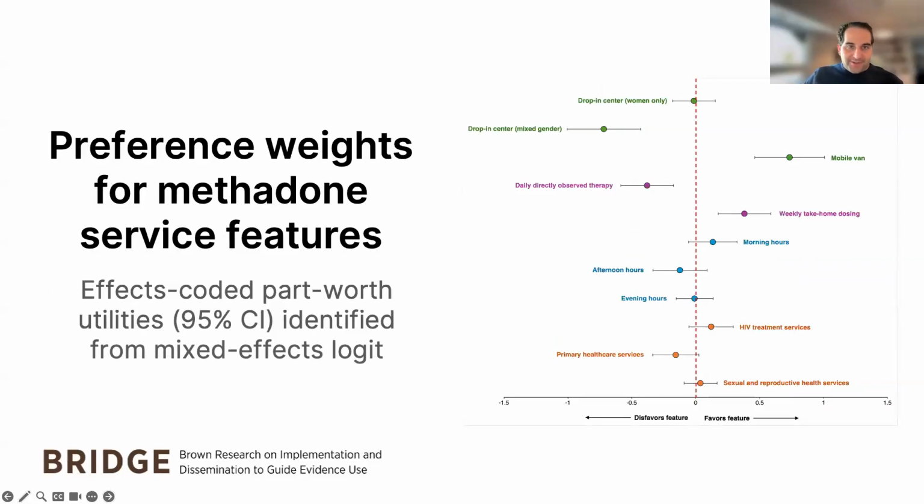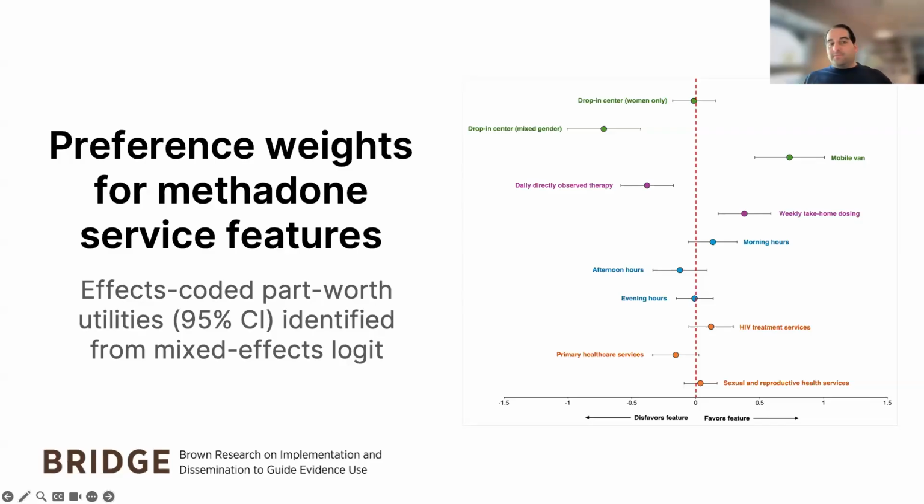So the graph that you see here, similar to the table I had shown you in the previous case study, again illustrates the preference weights for these individual features of methadone service delivery. And so what you can see here, I think, is that there are really, really strong preferences for having methadone dispensed via mobile vans, and then receiving take-home dosing, and only having to go to the clinic once a week. So sex workers really wanted services that would meet them in the communities where they are, and also result in having to do fewer touch points with the healthcare system overall.